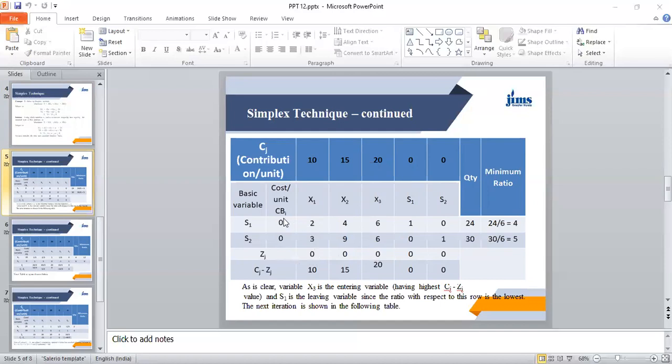Then it is Zj. Zj is what? To multiply the cost with each column. Under x1, each value is multiplied with the corresponding cost and then added. 2 into 0, 0, 3 into 0, 0. So if you add 0 plus 0, then it becomes 0. So this is Zj. Similarly, 4 into 0, 9 into 0, 0, 0. Likewise, all quantities will be 0 here. Then it is Cj minus Zj, means this cost minus this Zj: 10 minus 0, 10, 15 minus 0, 15, 20 minus 0, 20. Likewise, it is 0 and 0.